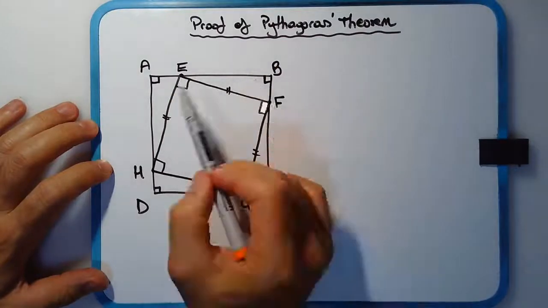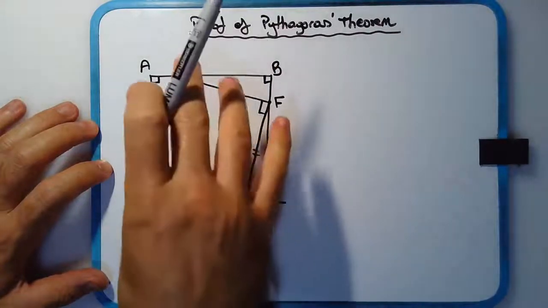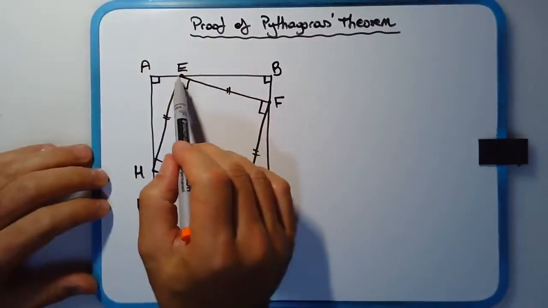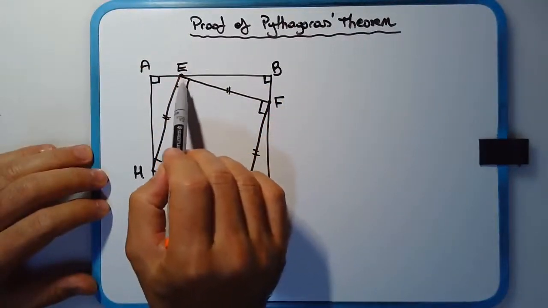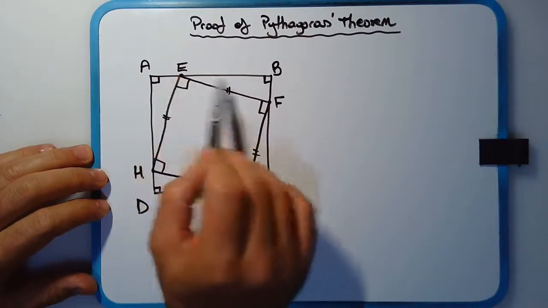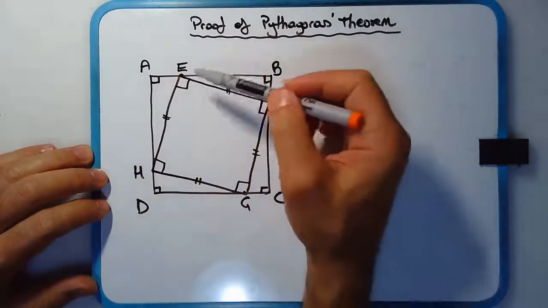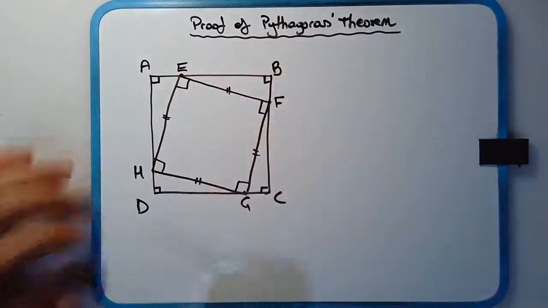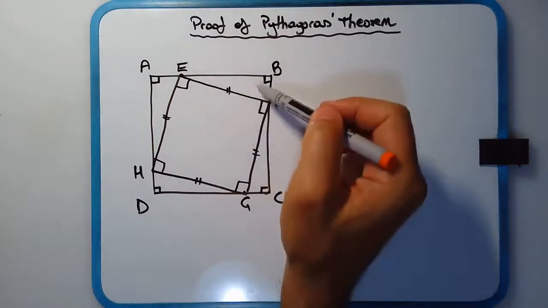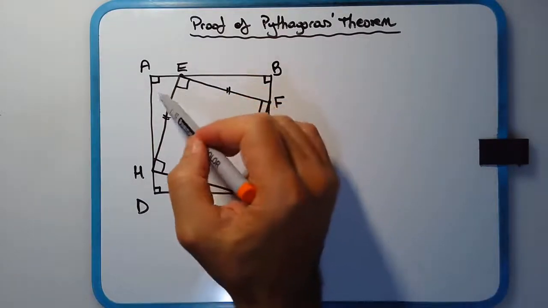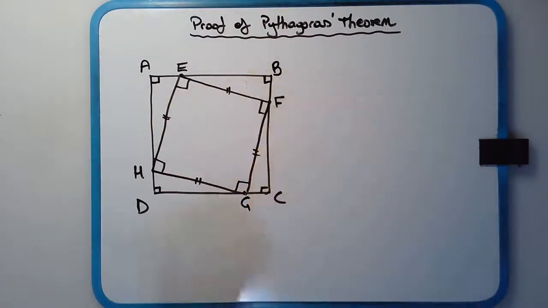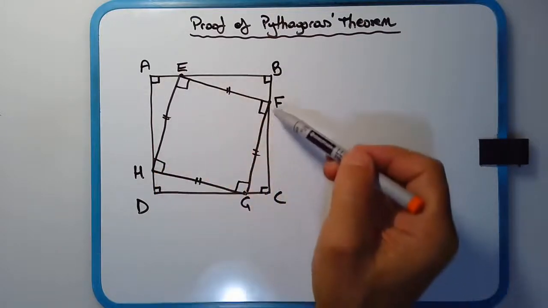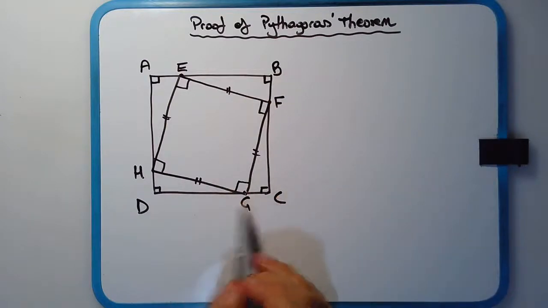And inside the large square, I've drawn a slightly smaller square, and I've just turned the square a little bit, such that the vertices of the smaller square touch the edge of the larger square. And I've just called the vertices of the smaller square E, F, G, and H. So what we have is a square inside a square, and we've formed some right-angled triangles: triangle AEH, EBF, FCG, and GDH.